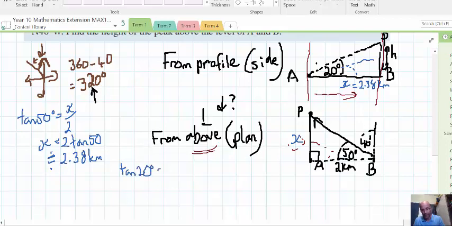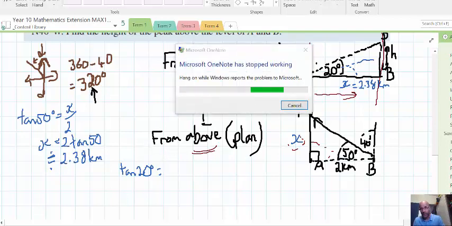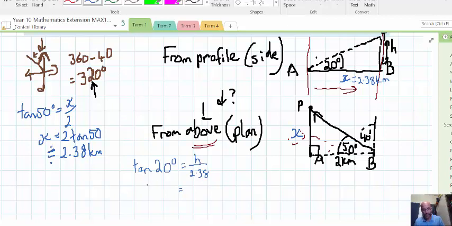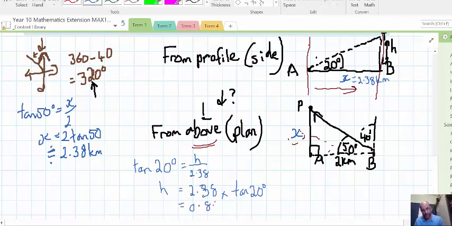We also got tan on the other triangle, so tan of 20 degrees equals H over 2.38. H then equals 2.38 times tan 20. Make sure you're in degrees mode on your calculator, and I get 0.868 kilometers, or you might find it more appropriate to say it's about 868 meters high.